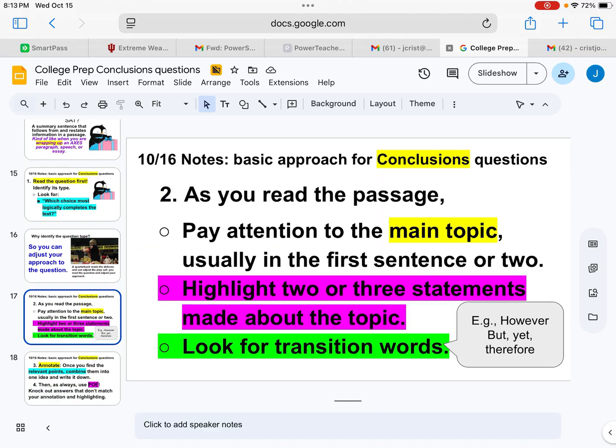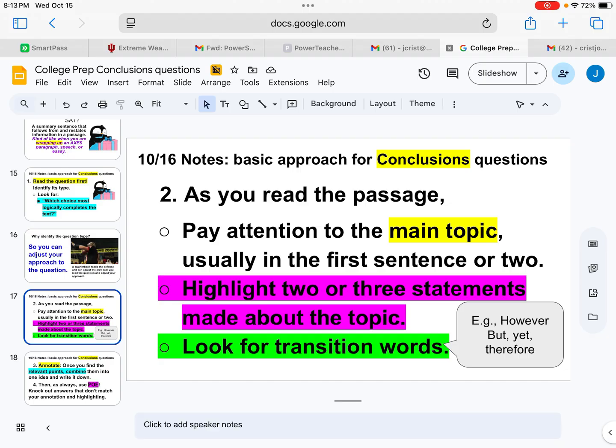Okay, so here's the basic approach for conclusions questions. After you identify the question type, as you read the passage, pay attention to the main topic. What is the main thing that this paragraph is about? It is usually in the first sentence or two.